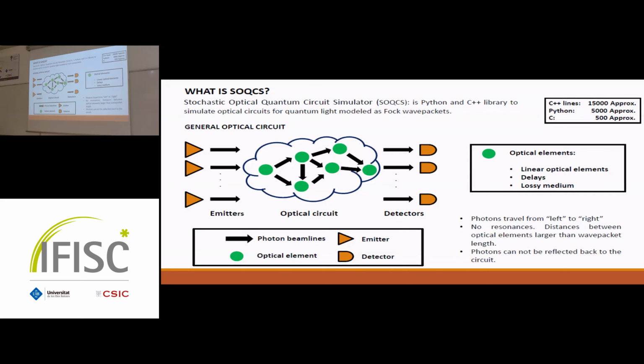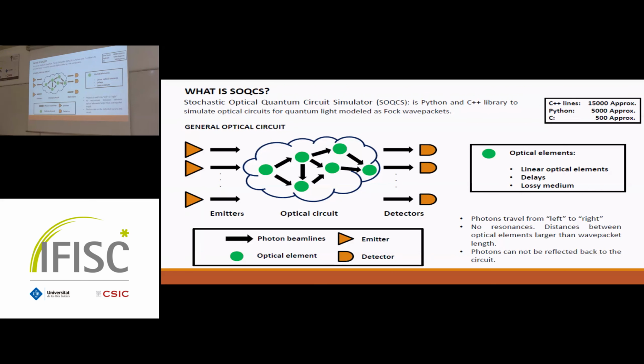SOQCS is a stochastic optical quantum circuit simulator, a Python and C++ library to simulate optical circuits for quantum light modeled as Fock wave packets. This is a relatively large library: around 15,000 lines of C++ code, plus another 5,000 of Python, a few hundred of C, and maybe another few hundred of scripts to perform installation of the library and things like that.